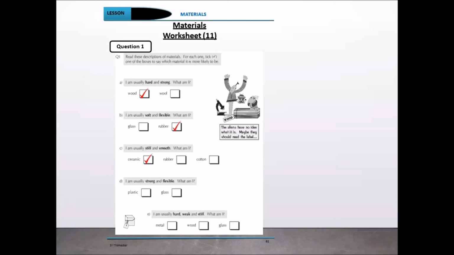Letter D. I'm usually strong and flexible. Plastic or glass? With the plastic, you can do shapes. It's flexible, more flexible than the glass, of course. Okay. Letter E. I'm usually hard, weak, and stiff. Is it the metal, the wood, or the glass? It will be the glass. The glass is hard, it's weak because it can be easily broken, and stiff because it's rigid. It's not easily bent.